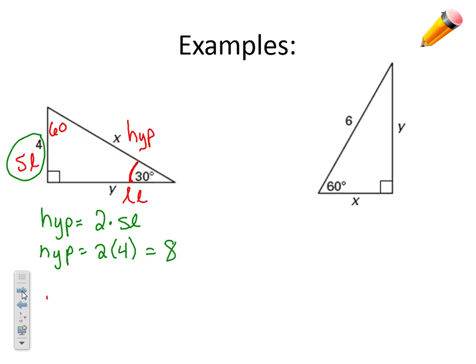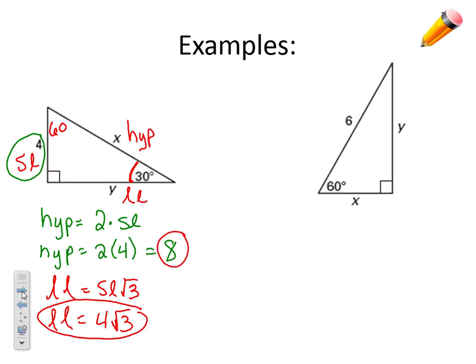Now to find the long leg, I'm just going to take the short leg times the square root of 3. Apologize. So that means my long leg is going to be 4 times the square root of 3. I can't simplify this at all, so this is just going to be my answer for this one. And there's my 8. So that one's done. Whenever I have my short leg, it's nice and quick and fast.